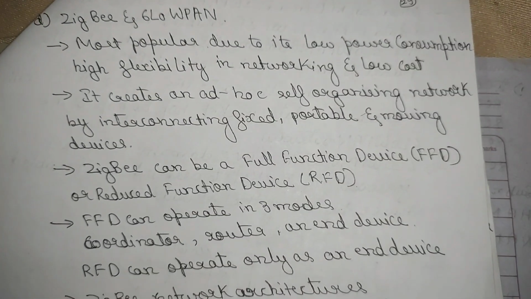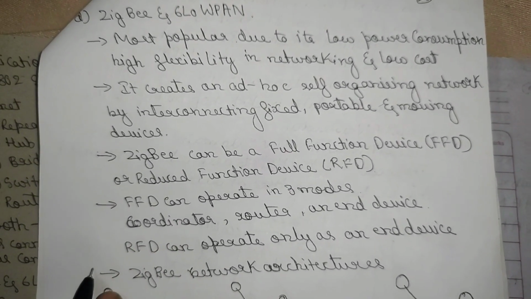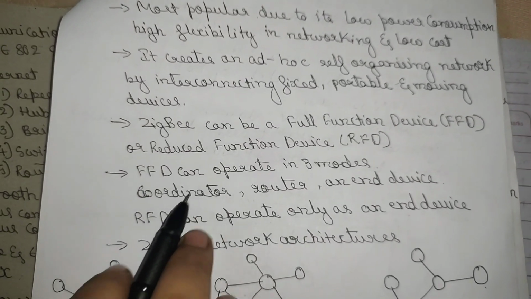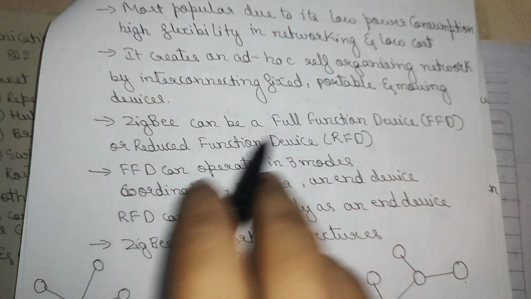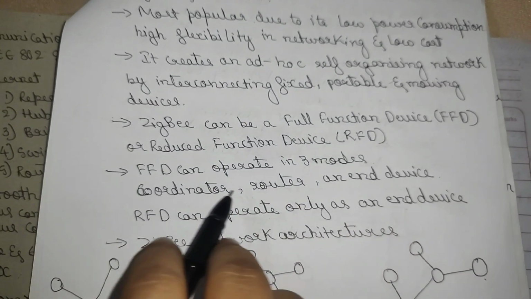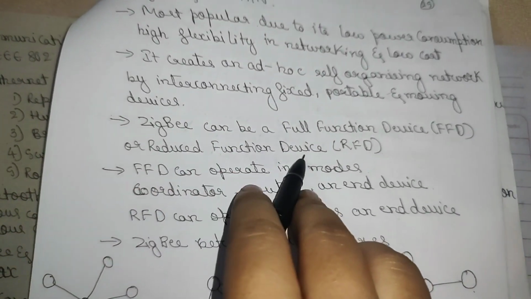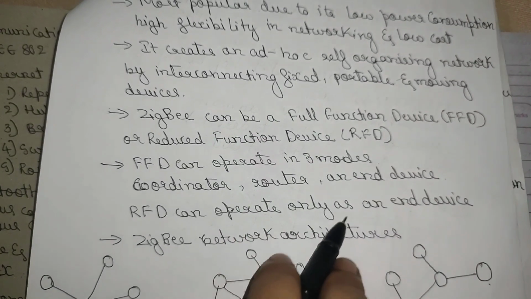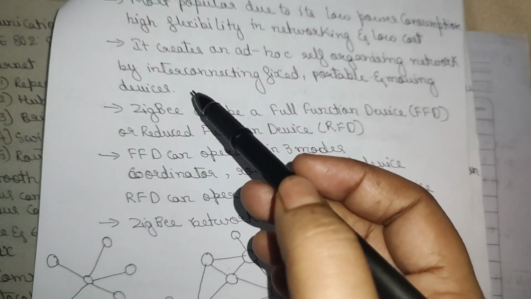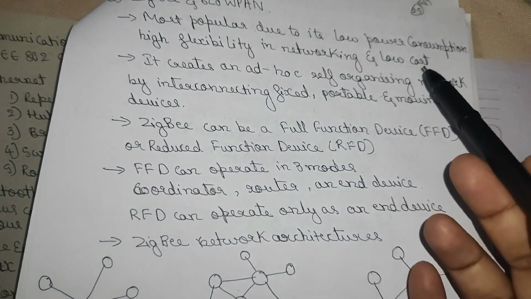And 6LoWPAN is the most popular, with low power consumption, high flexibility in networking and low cost also. Here Zigbee can be a full function device or a reduced function device. An FFD can operate in 3 modes: coordinator, router and end device. But an RFD can operate only as an end device. Once again I repeat, Zigbee is most popular, with low power consumption, flexibility and low cost.